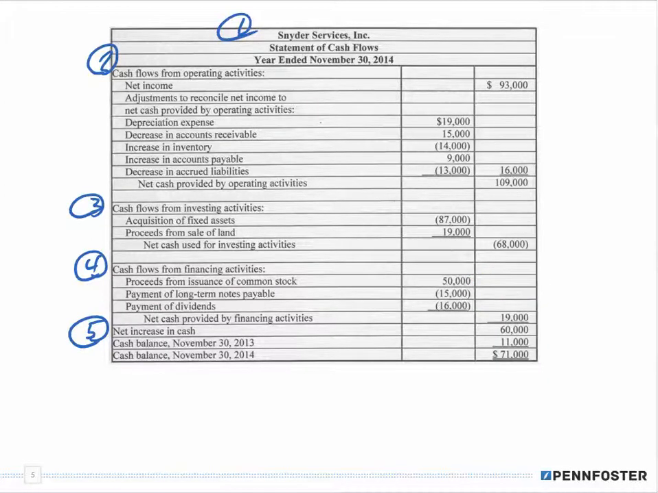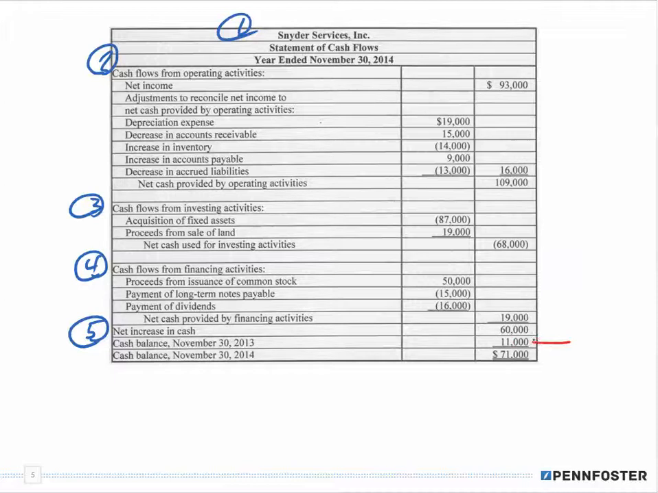So those three totaled up, and you end up with 19,000. Now, like I said, you're going to add the 109, the negative 68, and the 19,000, and we end up with 60,000 as the net increase in cash. And just like I said at the beginning of this video, be careful, because the homework generally deals with increases in cash. If this happened to be a negative number, this would say net decrease in cash. So we know that's the increase in our cash position.